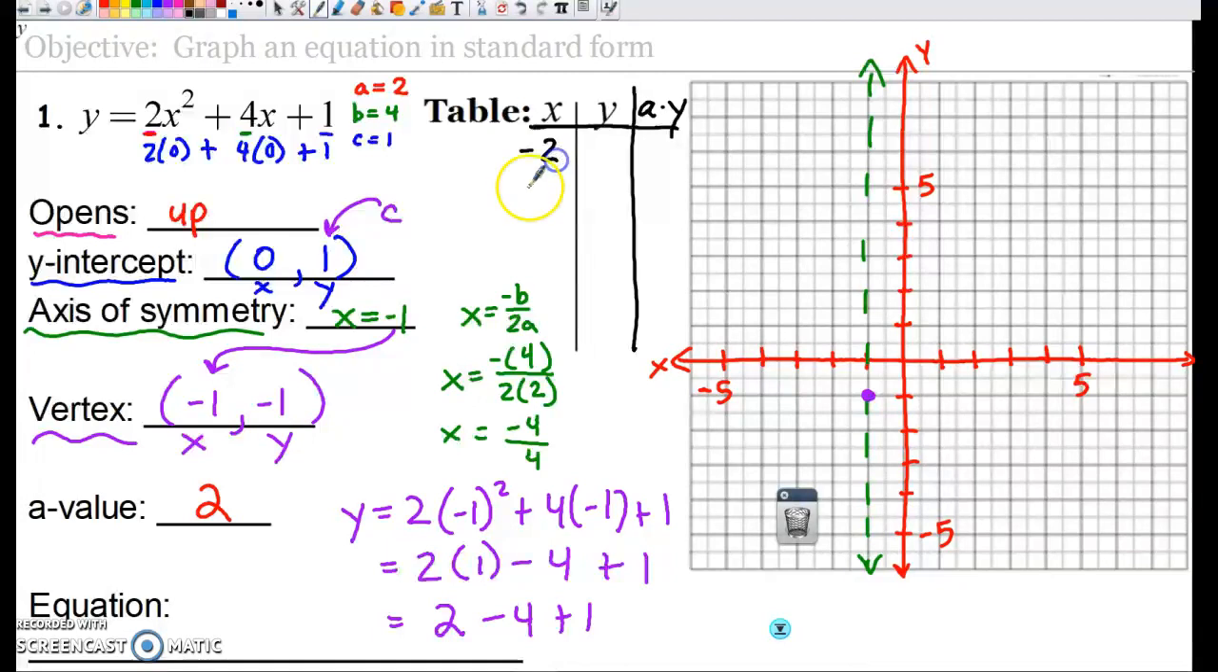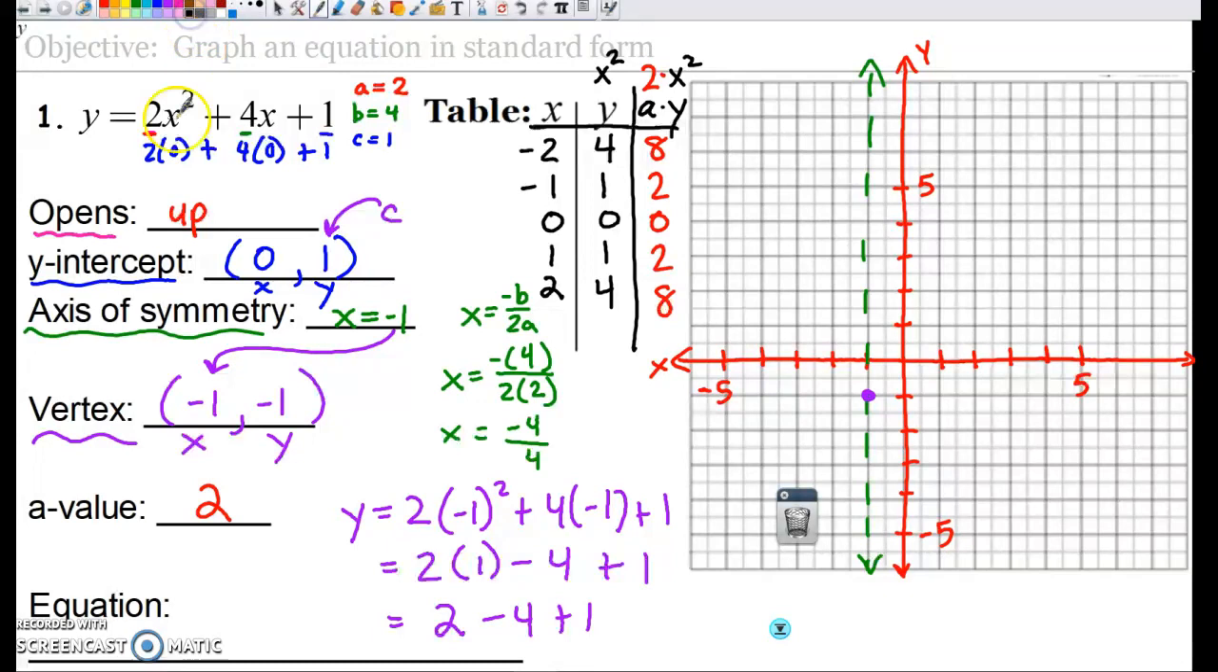The x values I'm using are negative 2, negative 1, 0, 1, and 2. Y is going to be our parent function, x squared. That means you square these x numbers. Negative 2 squared, 4. Negative 1 squared, 1. 0 squared, 0. 1 squared, 1. 2 squared, 4. Now I need to multiply by the a value. The a value is the same a value I have at the beginning of my equation. It's going to be 2 times that x squared. So let's multiply everything in the middle column by 2. And I get 8. 2 times 4 is 8. 1 times 2 is 2. 0 times 2 is 0. 1 times 2 is 2. 4 times 2 is 8.